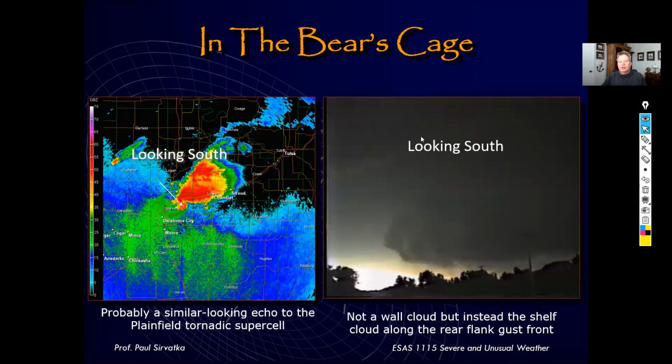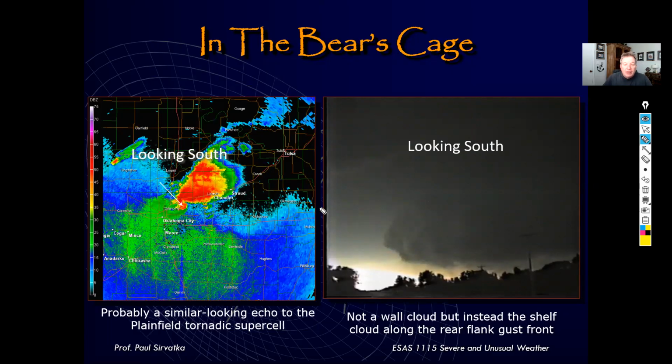Now, we're looking at a storm here, and this reminds me of the Plainfield storm that I chased. This is not the Plainfield storm, but notice that we've got a really good hook and a strong rear flank gust front right in there. So if I take that out, you can see where that gust front is.